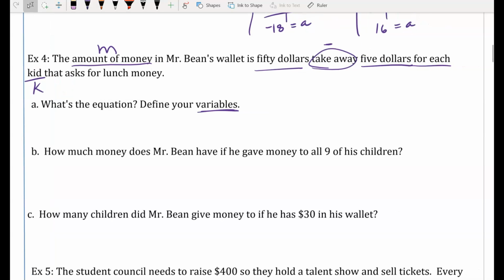For each kid, we're going to take $5 away from the $50 that he started with. So let's think about this as 50 minus 5 times the number of kids, so K. And when we evaluate that, that's going to tell us how much money is in Mr. Bean's wallet. When you see this word is, a lot of times that's where your equal sign is. So that's another hint that you can use. So if we read our equation in the context of the problem, we're saying M, which is the amount of money in Mr. Bean's wallet, is $50 minus $5 times the number of kids that he gives lunch money to.